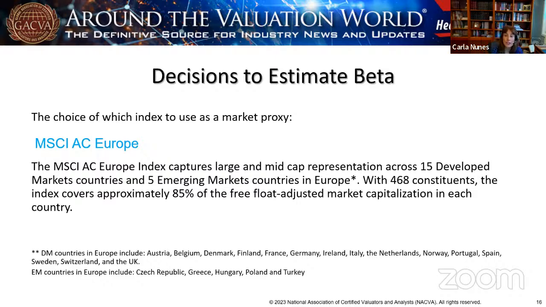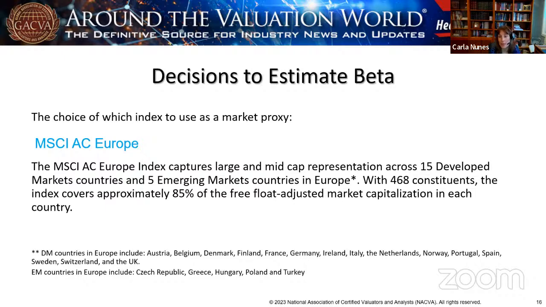Now, the other thing is the market index. As Kevin said, we're looking at a company that has operations across Europe, and the temptation many times that people have is to just use the index in their own country to regress betas.